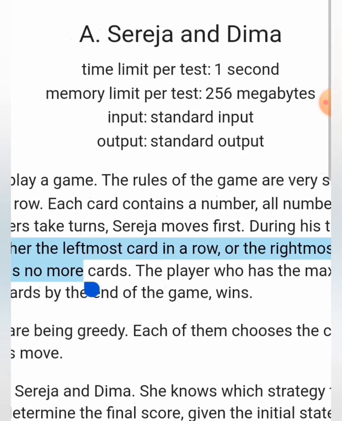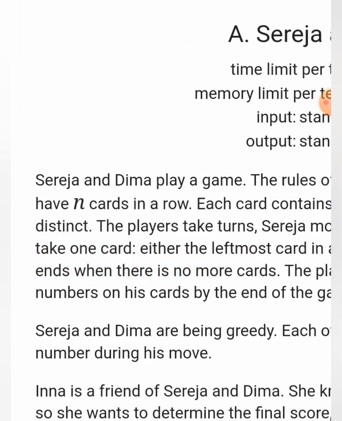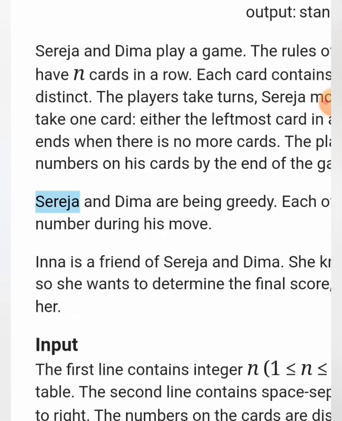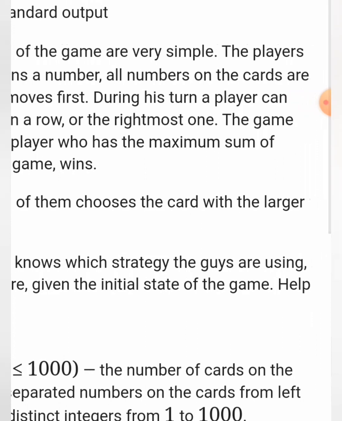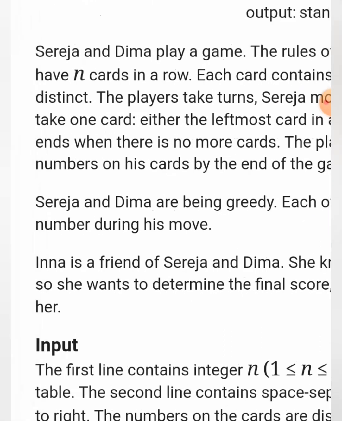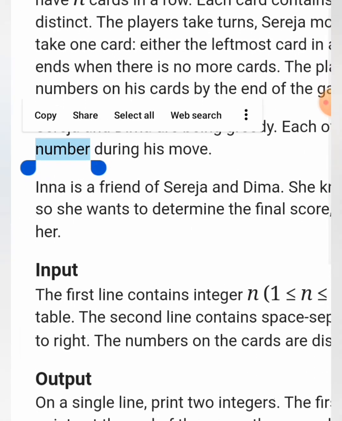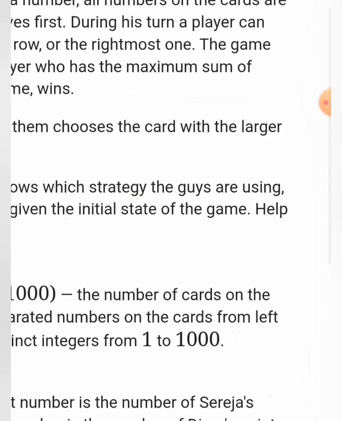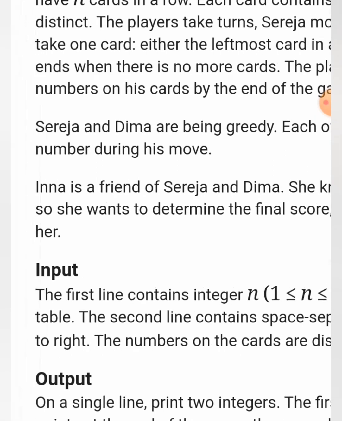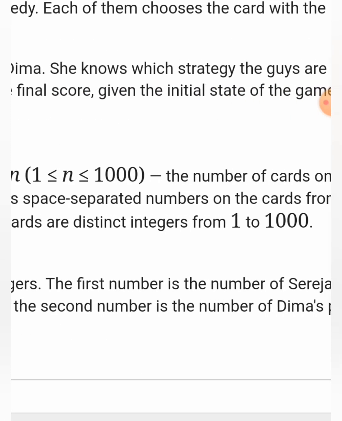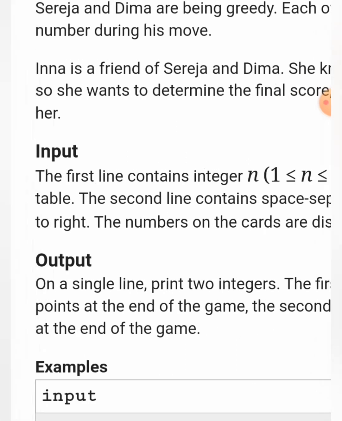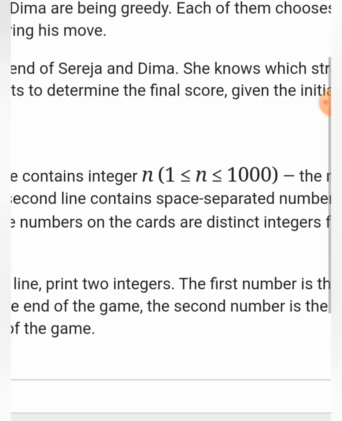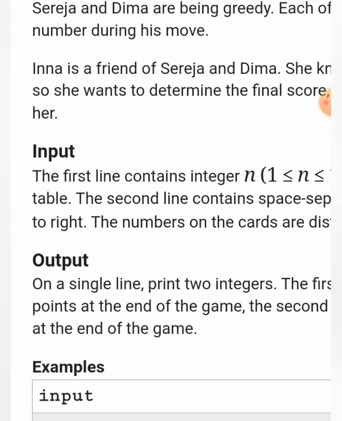They have a line and they pick up cards. They first take the greater card number from the left side or the right side, then whoever's sum is greater than the other's will be the winner.